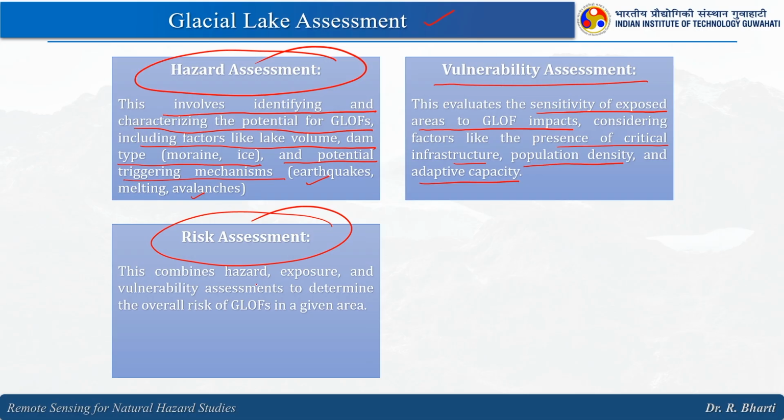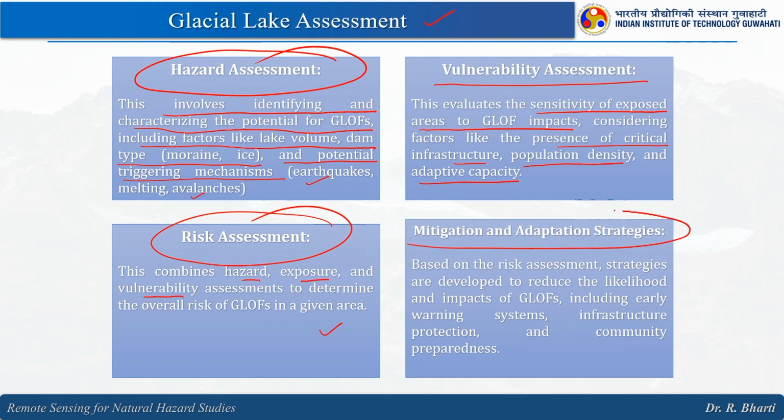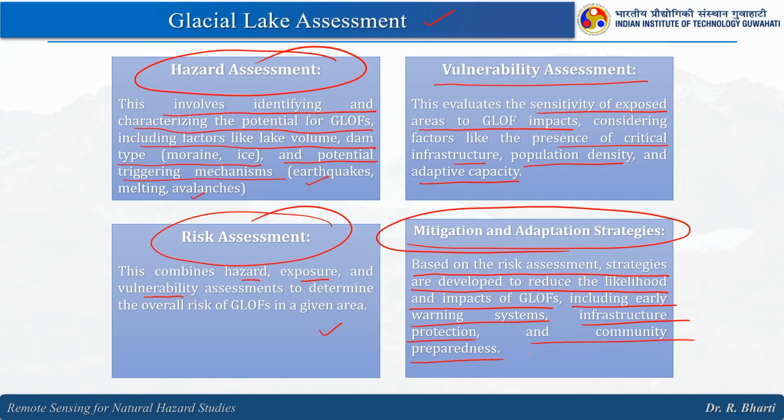So, this combines hazard, exposure and vulnerability assessment, right. I will have a few more explanations to understand this risk, hazard and vulnerability. Then comes the mitigation and adaptation strategies. Based on the risk assessment, strategies are developed to reduce the likelihood and impacts of GLOF, including early warning system, infrastructure protection and community preparedness, right.